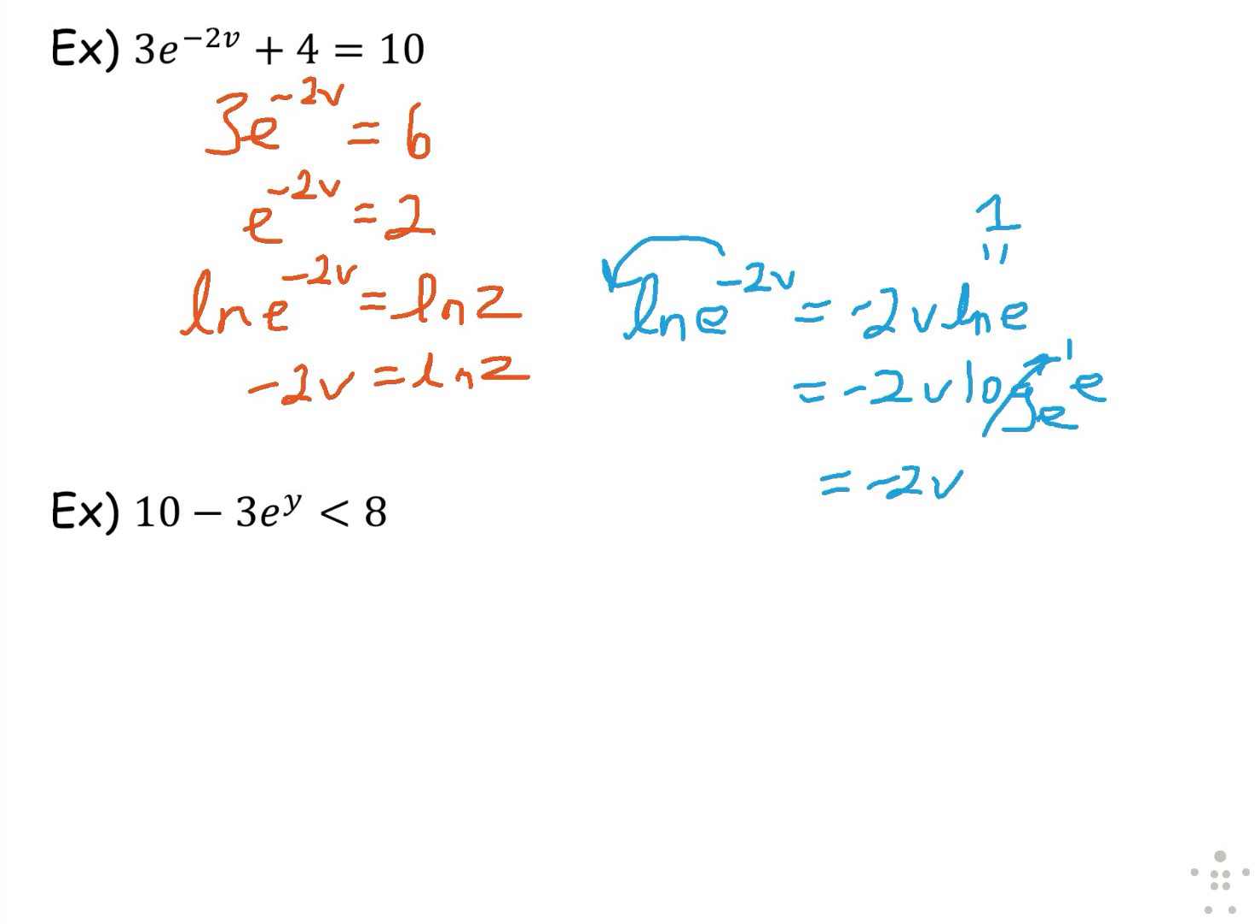Continuing, dividing both sides by v's coefficient of negative 2, get the natural log of 2 all over negative 2. Going for the calculator, substituting that in, rounding to 4 decimal places, v is approximately negative 0.3466.